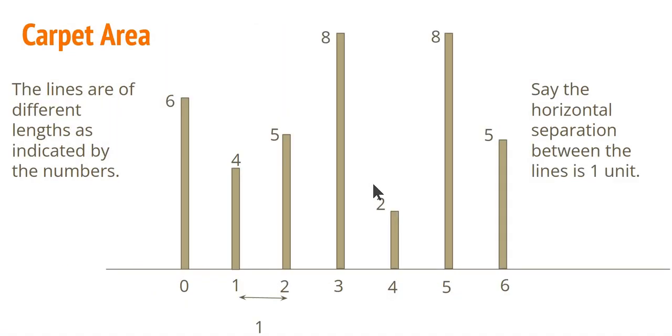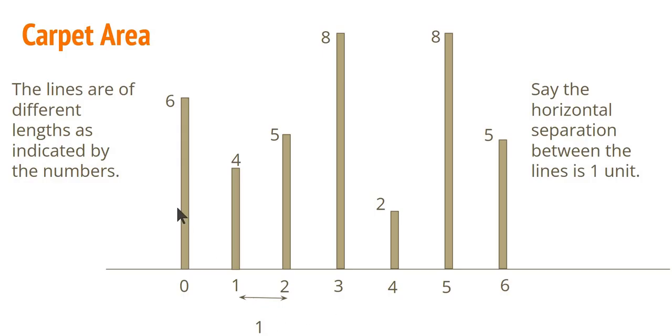So here the problem is like this, right? We have these lines marked on the floor. So let's say 6, 4, 5. These are the lengths of these lines, it could be any units, meters, maybe feet or whatever. These lengths are available to us in a list, so we have the 6, 4, 5, and so on. Each of these lines is separated by 1 unit, so maybe 1 meter or something like that.